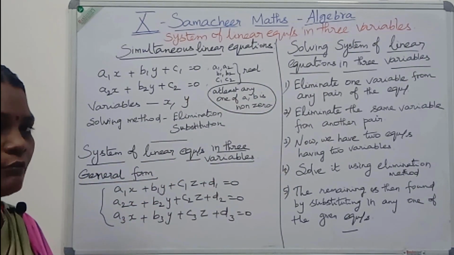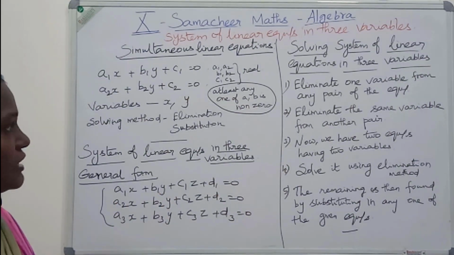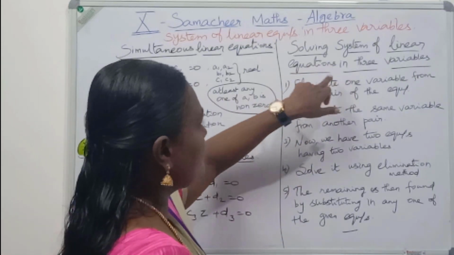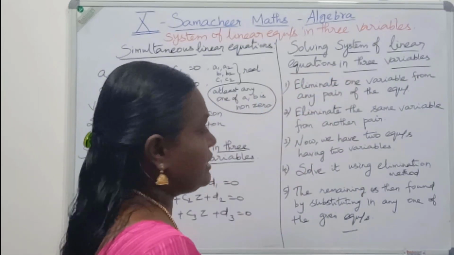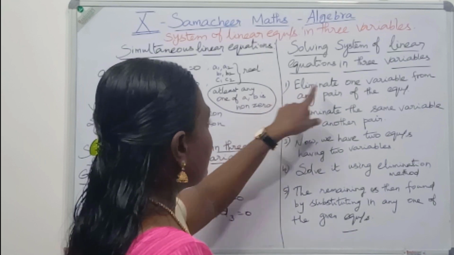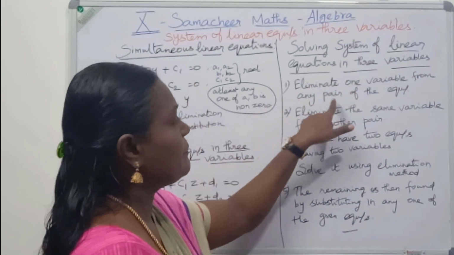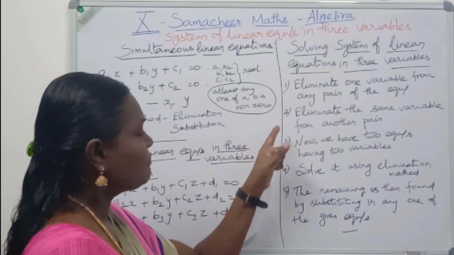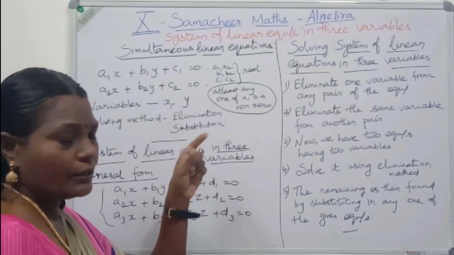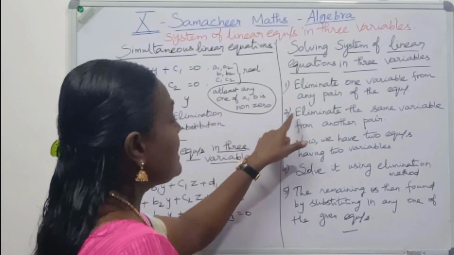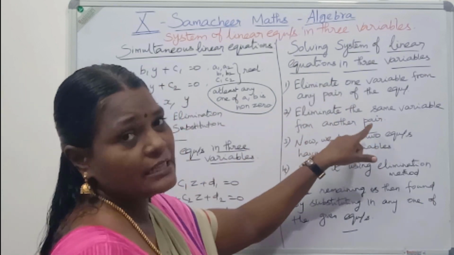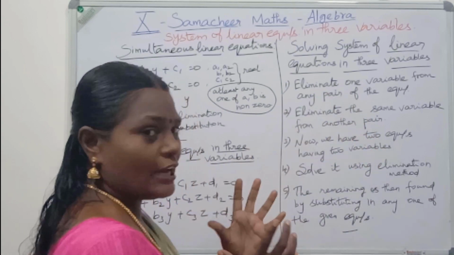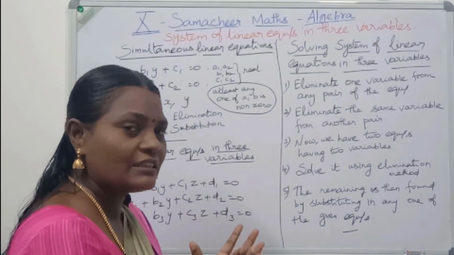How are we going to solve it? Here 3 variables are there, so here are the rules given to solve the system of linear equations. The first one is to eliminate any one of the variables from any pair of the given 3 equations, using the elimination method. Then the second one is to eliminate the same variable from another pair. So now we have two linear equations having the same variables.